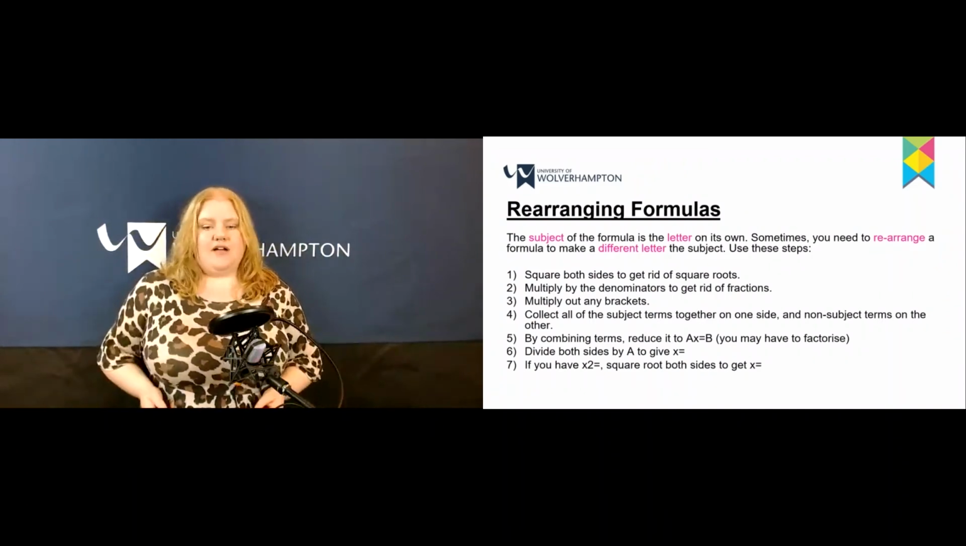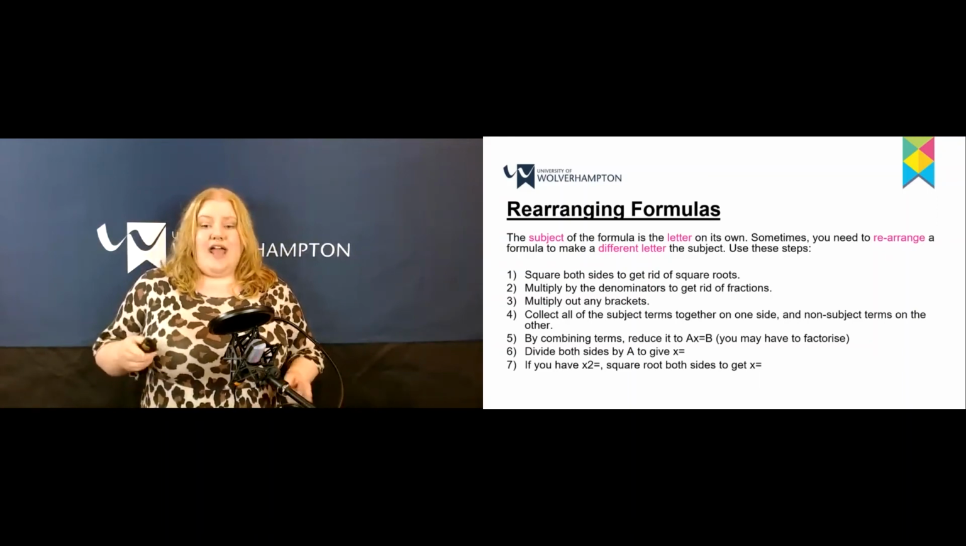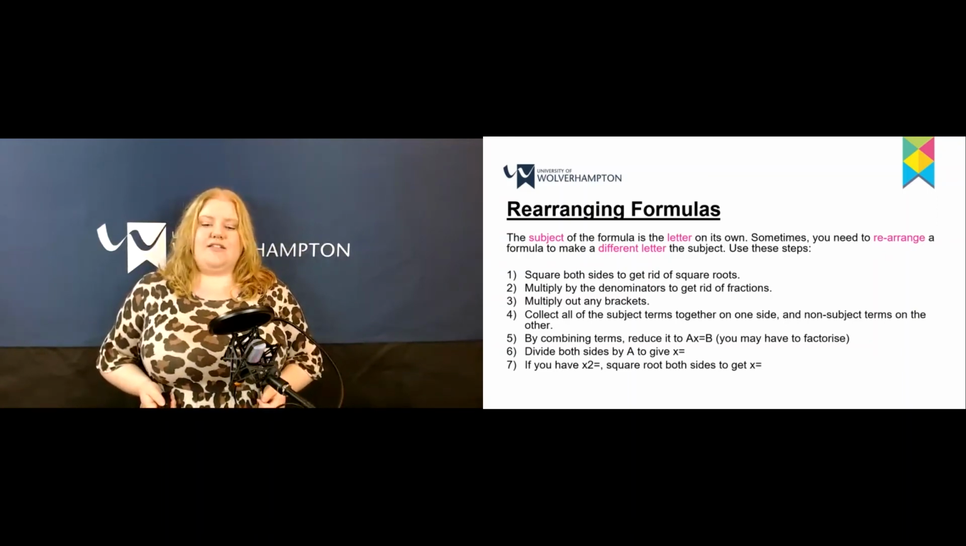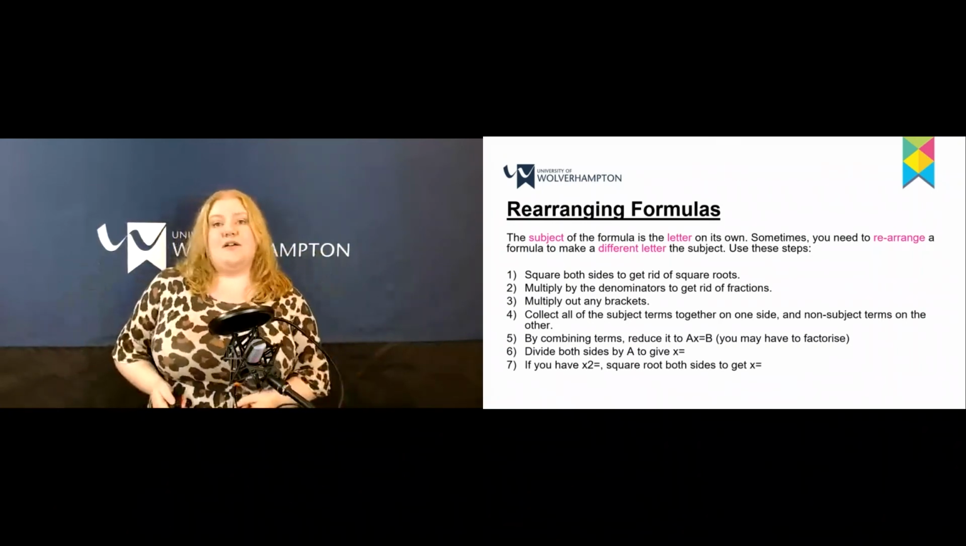You may have to factorise this. Divide both sides by a to give x equals. And finally, if you have x squared, square root both sides to get x equals your final answer.